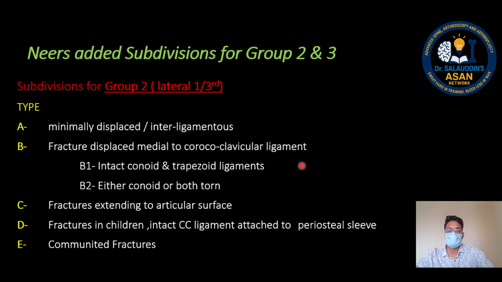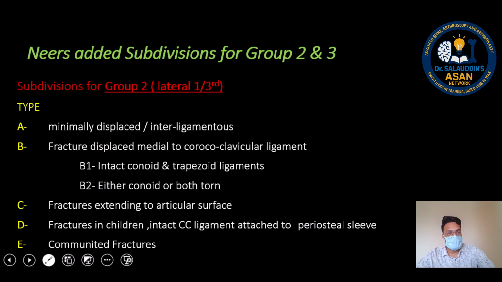So I will show you the image, you will understand it better. B2 is either the conoid is torn or both the ligaments are torn. Type C is the fracture extending to the articular surface, that is an intra-articular fracture. Type D is the fracture in children, where intact coracoclavicular ligaments are attached to the periosteal sleeve. So type 3 or type D, the fourth type, is where the ligaments are attached to the periosteal sleeve. Type 5 is a comminuted fracture.